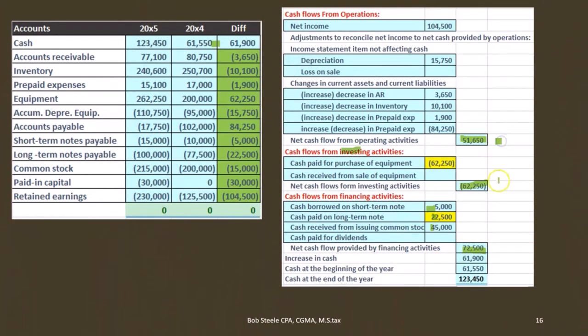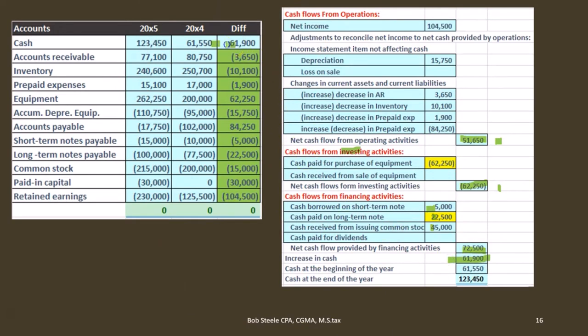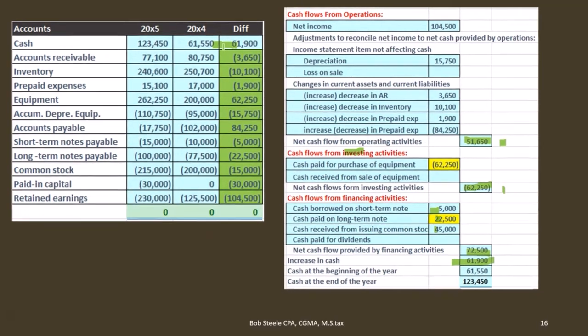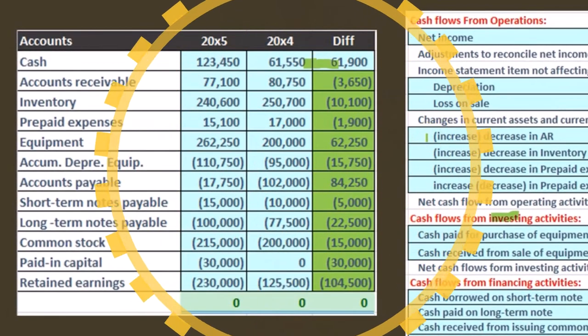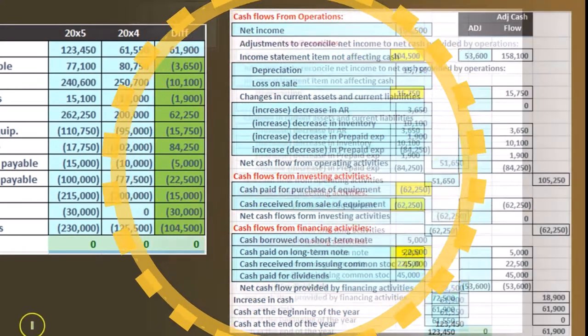Then the 51,650 plus this minus the 62,250 plus the 72.5 add up to 61.9. Yes, that adds up to our change in cash. So we are in balance so far. So that's great that we're looking good so far. However, of course, we have these issues where we're going to go back to some of these accounts and say, you know, we recognize that there's some issues that we're going to figure out and find out systematically how to fix those and see if there's any changes that need to be made to certain accounts.